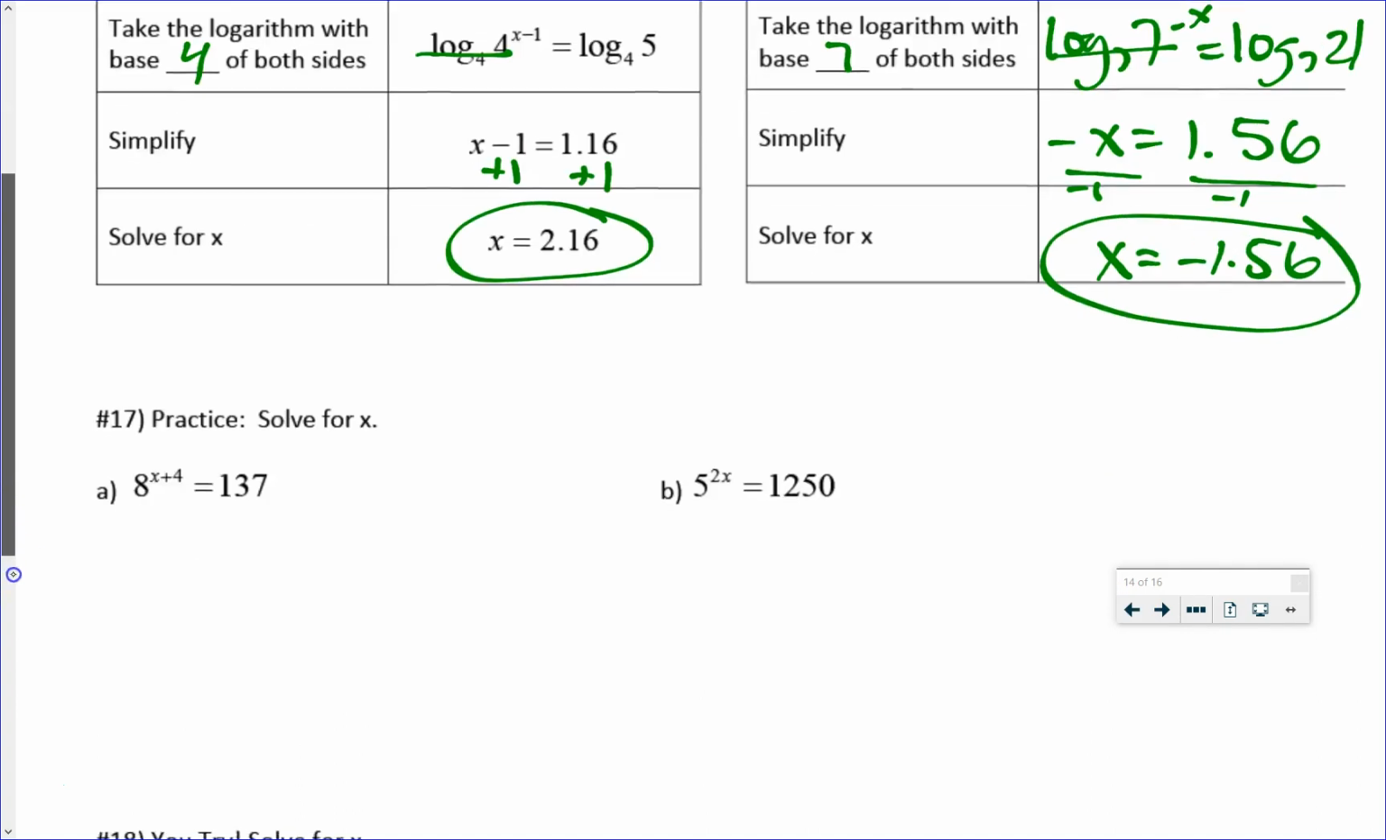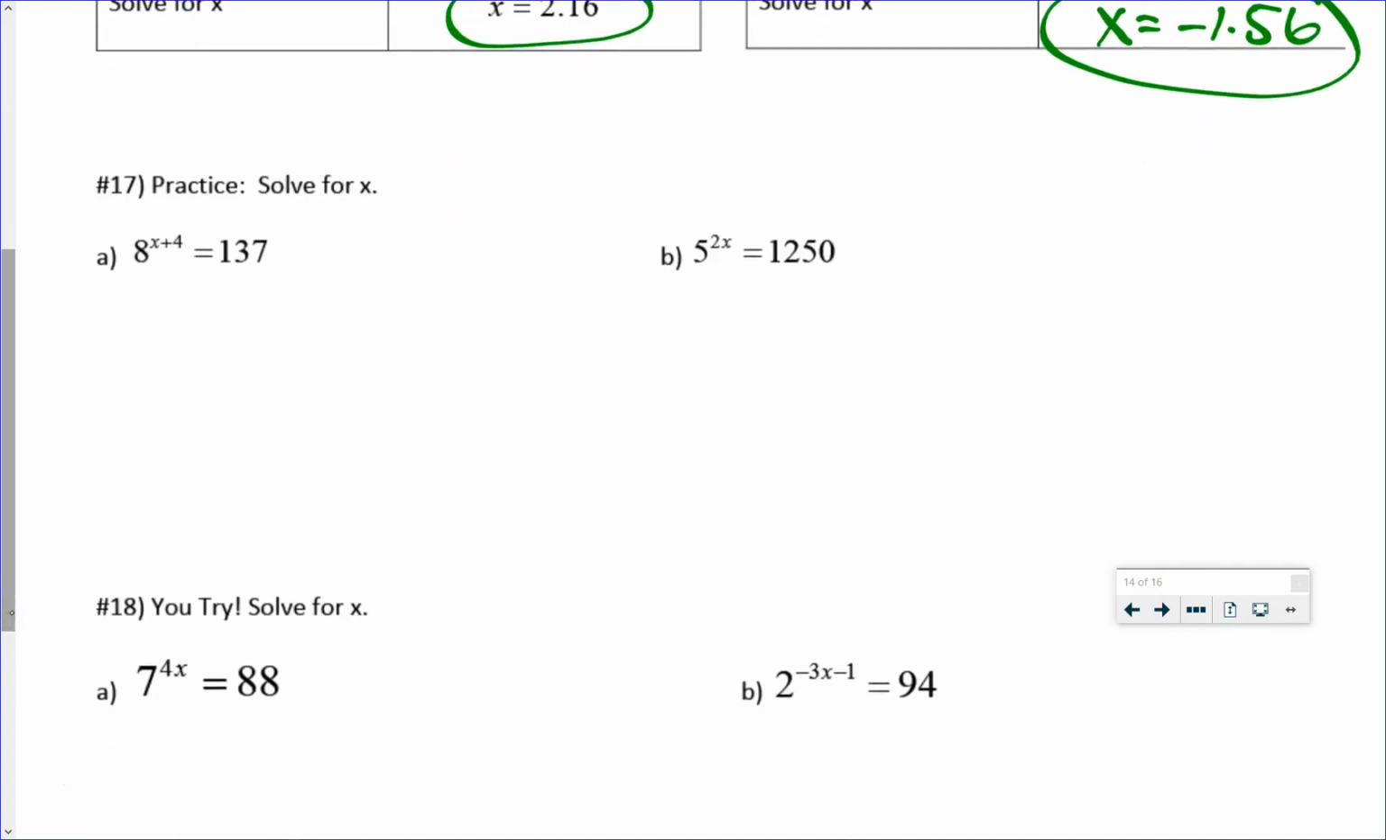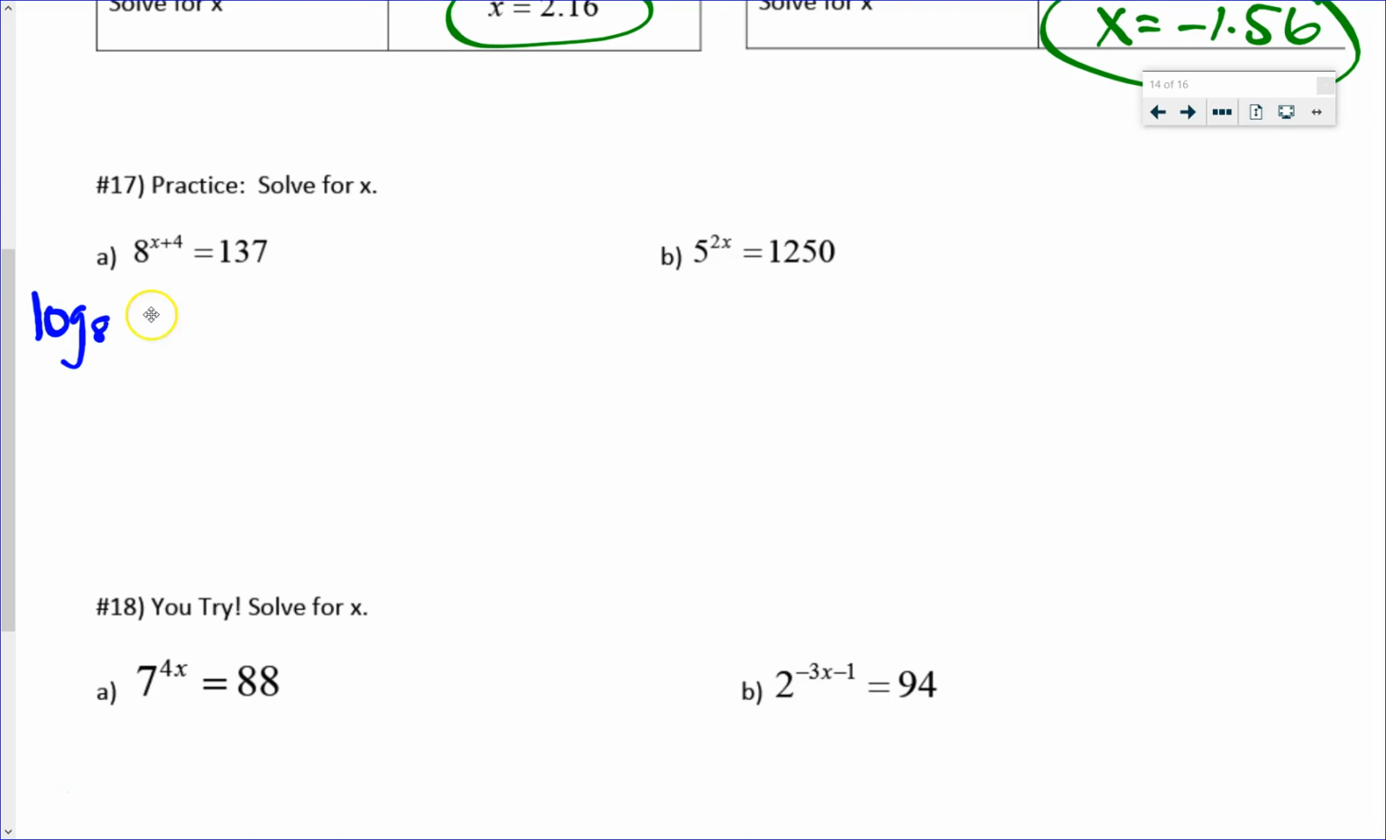Okay. So down here, let's do number 17. I have 8 raised to the x plus 4 equals 137. Is the exponential by itself? Yep, so we can go ahead and bring a log in. What base will the log have? A base of 8.